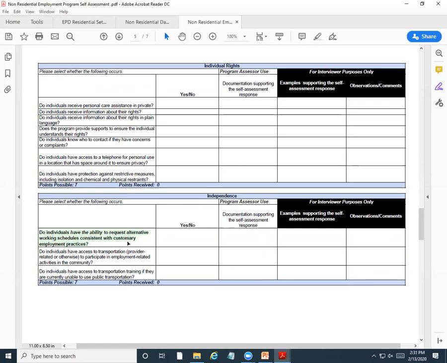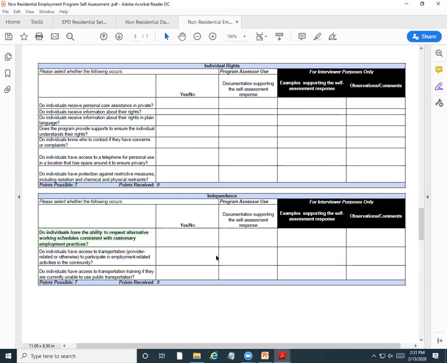And we'll move on to independence. Do individuals have the ability to request alternate working schedules consistent with customary employment practices? So this has evolved for employment from being able to request different activities in the residential and day program settings. But we would expect that individuals will be able to work with their supervisors or whoever they're working with at the employment settings to work out alternative schedules, just like anyone else can do, with some give and take.